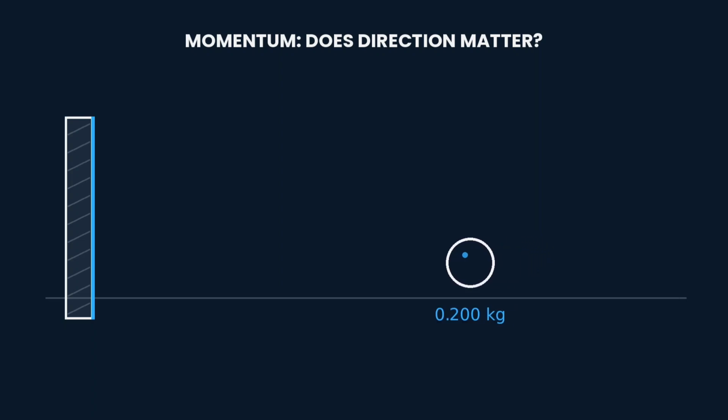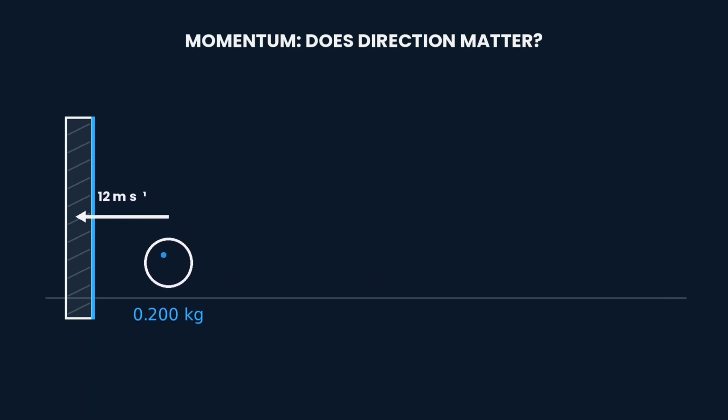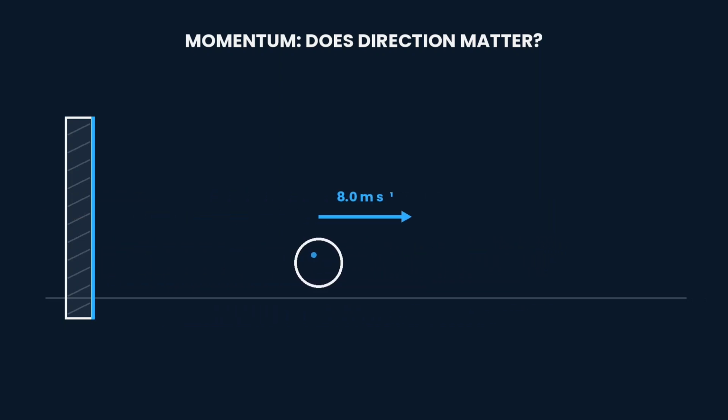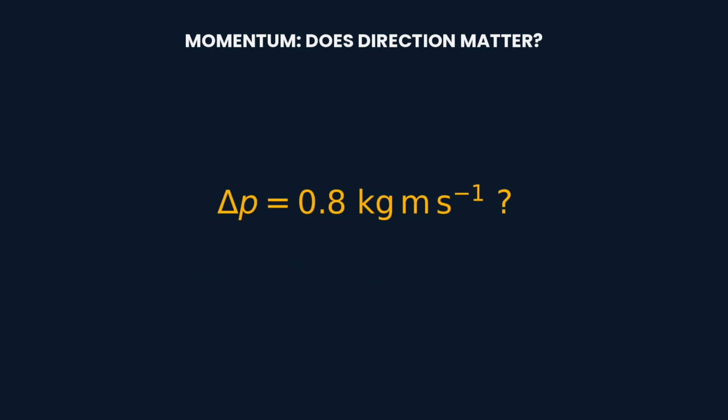A 200-gram ball travels towards a wall at 12 meters per second and rebounds at 8. It is tempting to say that momentum changes by 0.8 kilograms meters per second, the mass multiplied by the difference between the two speeds. But is that correct?